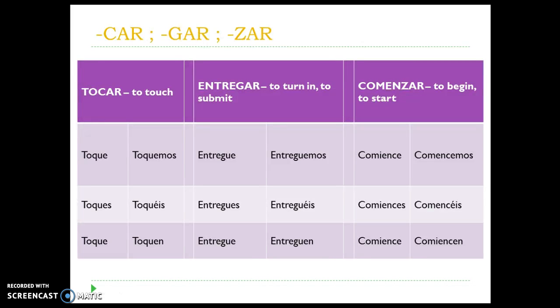Okay, we also do have the car, gar, and zar verbs. We talked about these a little bit last week when we were covering preterite and imperfect. Remember that for the preterite, you do have the accent mark on the E in all of these for the yo form. However, in the subjunctive, as you can see, there are no accent marks for the yo form, only in the vosotros form. Good.